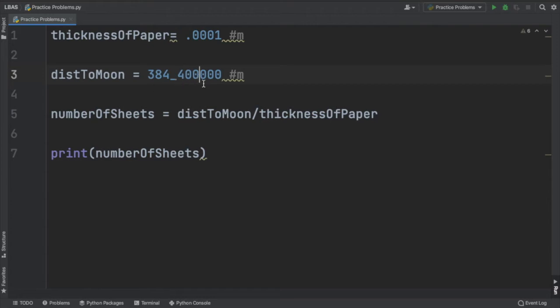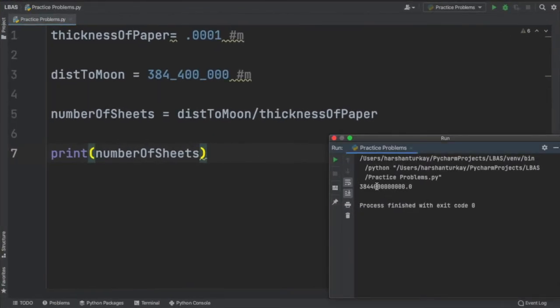So we can use the underscore sign for us to easily read the numbers. Python is just going to see numbers. It's going to ignore these underscore signs. Alright, so let's run it again. Okay, there it is. So this many sheets of paper, this many times we're going to have to fold this paper.